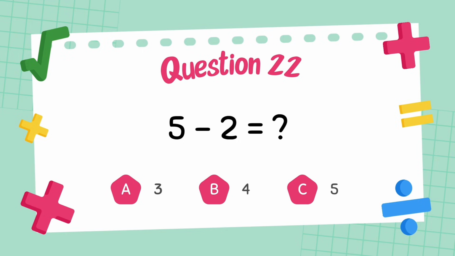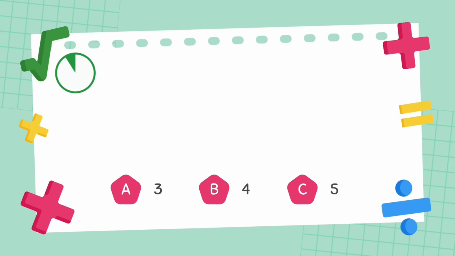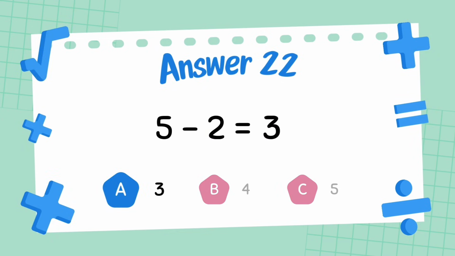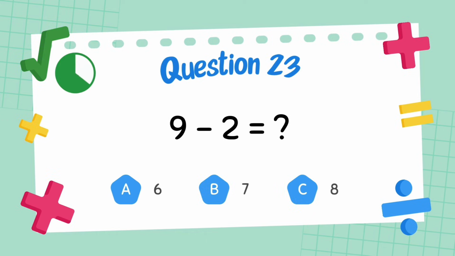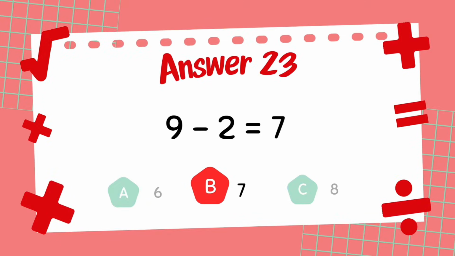What is 5 minus 2? The answer is 3. What is 9 minus 2? The answer is 7.